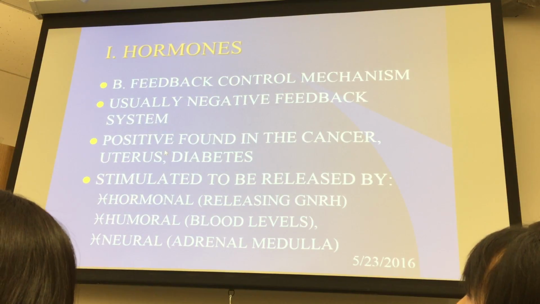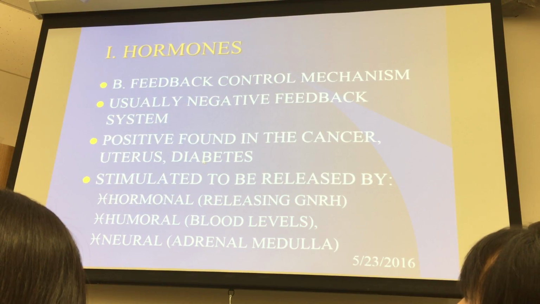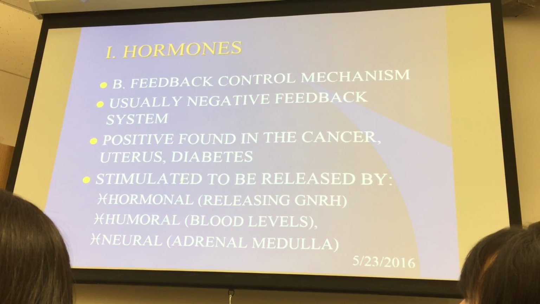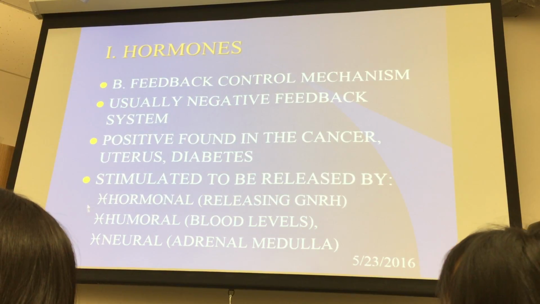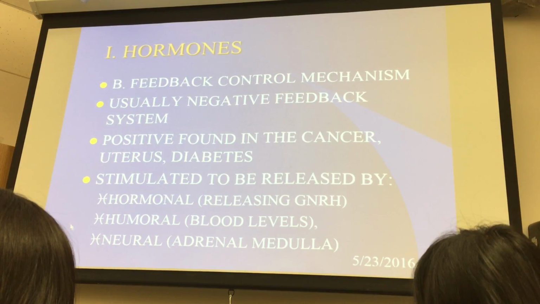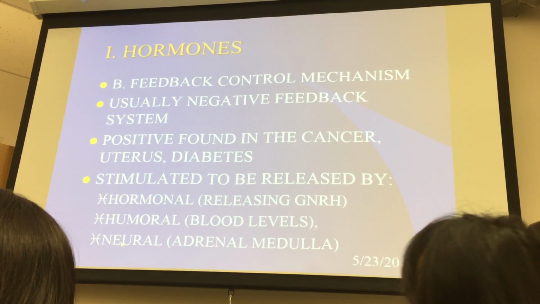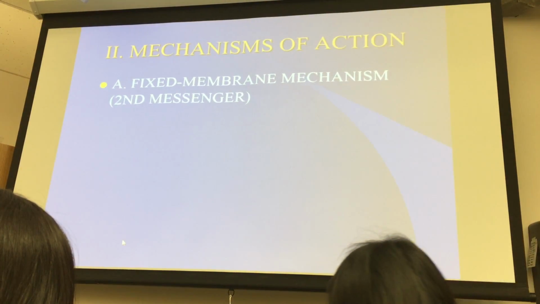You need to know that hormones have a negative feedback system. If it's positive, it's cancer cells, uterine contractions, or diabetes. We talk about this in AMP1. They're stimulated to be released by hormonal, humoral, or neural stimulus. These 3 are on the exam. I'll pretty much tell you next Wednesday what endocrine questions are on the exam, but I know these 3 will be. I haven't written it yet, but I always put these on. The 3 stimuli for hormonal release in our body are right there.